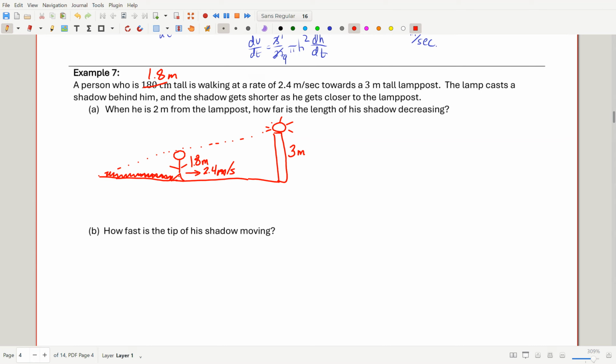When you're moving 2.4 meters per second, that also means that the length between you and whatever you're going towards or away from is changing by 2.4 meters per second. So the distance between him and the light pole is changing by 2.4 meters per second. Is the distance between him and the light pole getting bigger or smaller? Smaller, yeah. So that distance is decreasing by 2.4 meters per second. So something moving causes a distance to change at that rate.